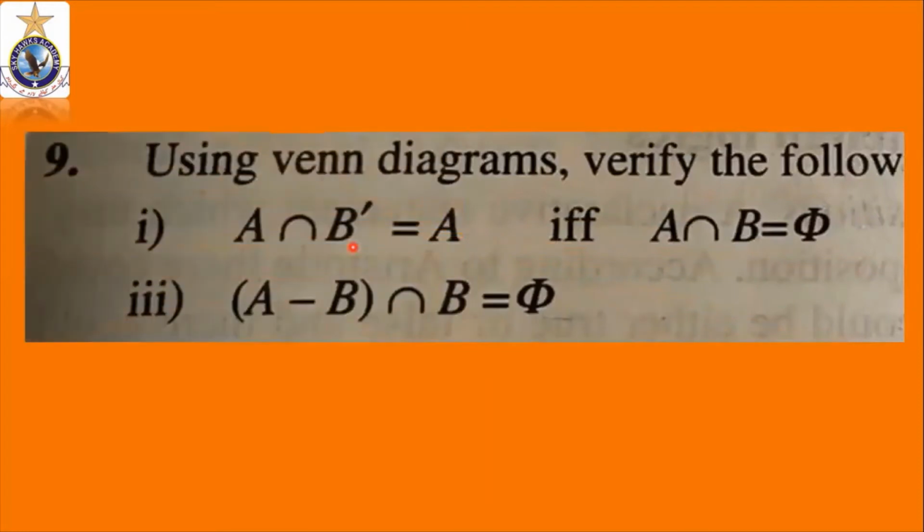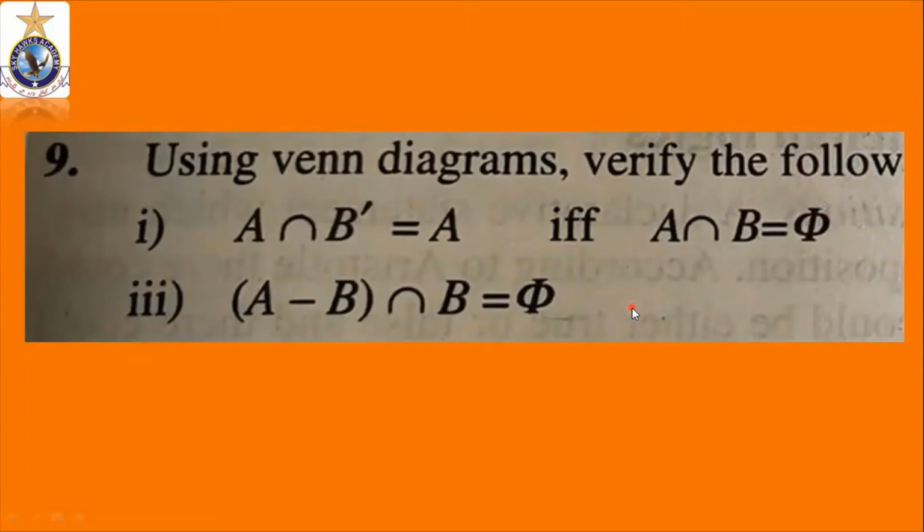So let's see, the next one was the problem: using Venn diagram, verify the following. So I have selected these two parts, and these are very simple, in the sense that the first part is that A intersection B complement equals A, if and only if A and B are mutually exclusive. What I mean to say is that if you read this statement, A intersection B is equal to the null set, so A and B must be mutually exclusive.